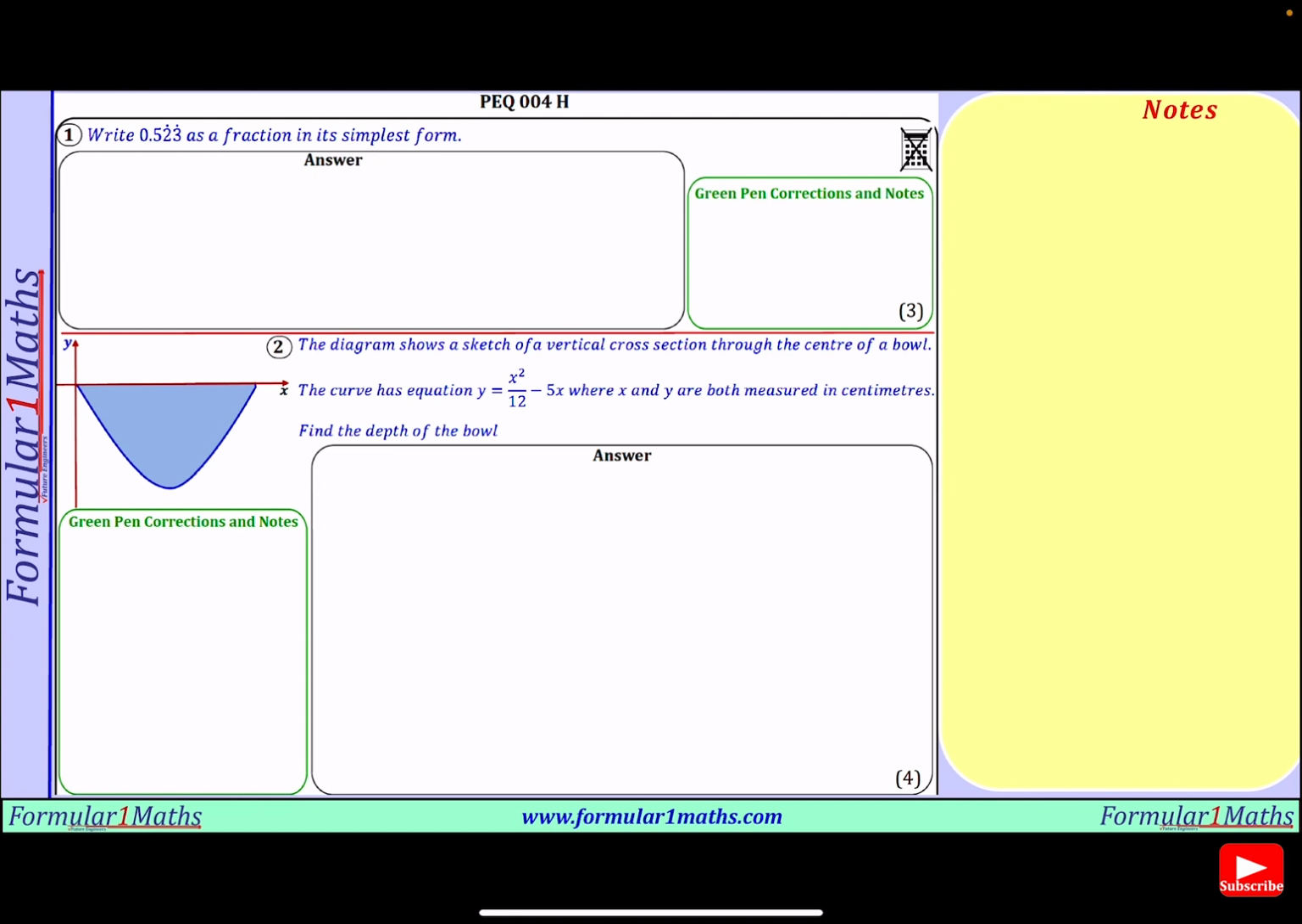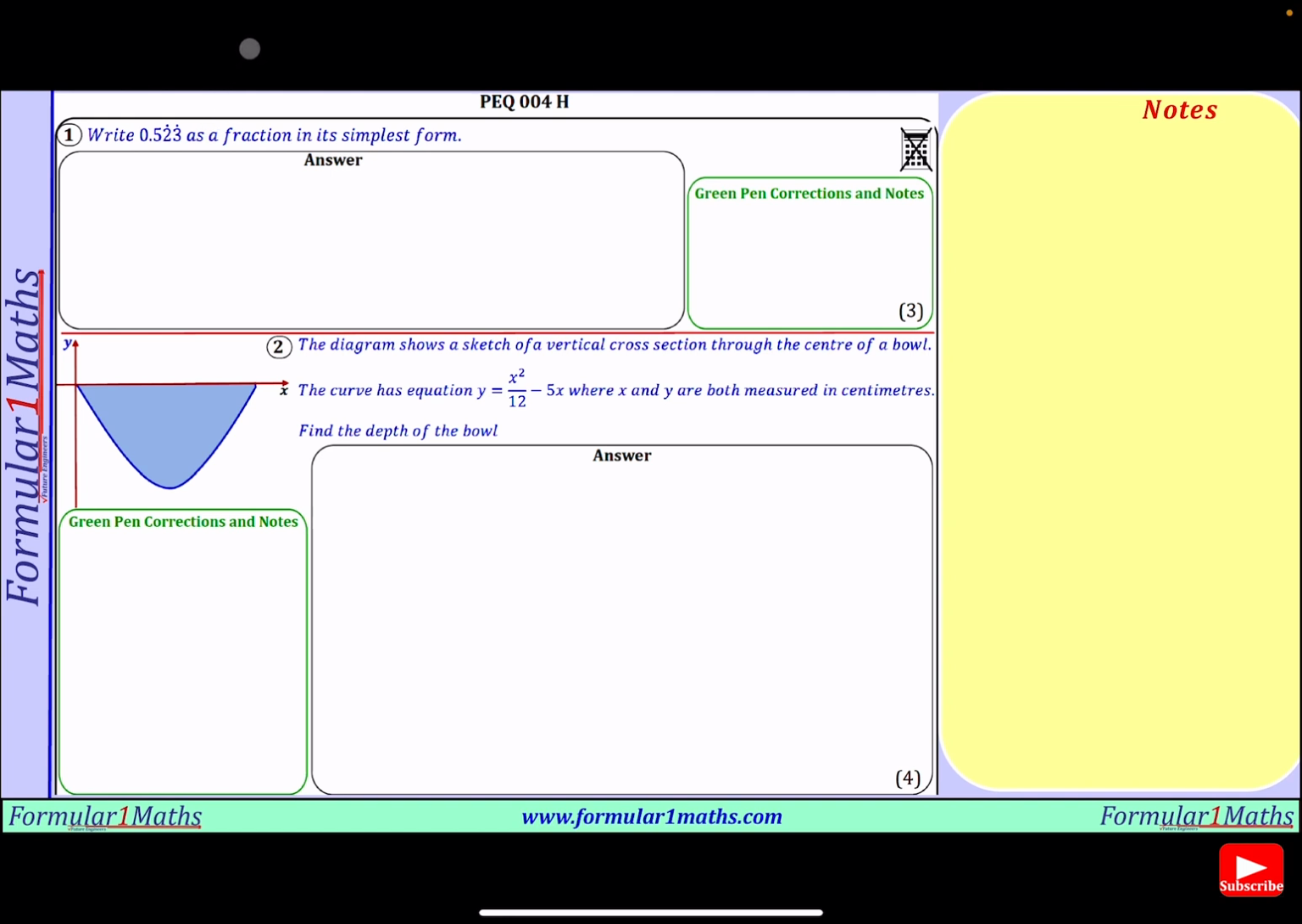Question 1. Write 0.523 recurring as a fraction in its simplest form. First of all, I want you to note that the 5 here is not recurring. It is the 2 and 3 with a dot on them that is recurring.